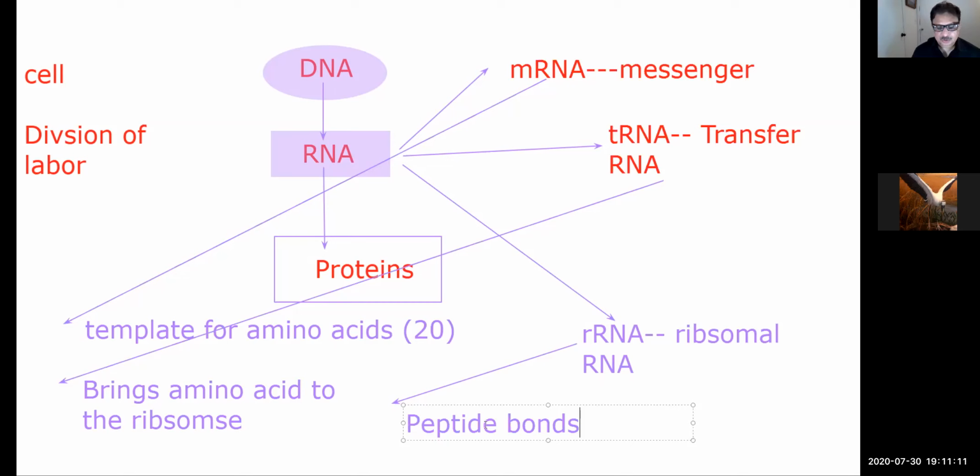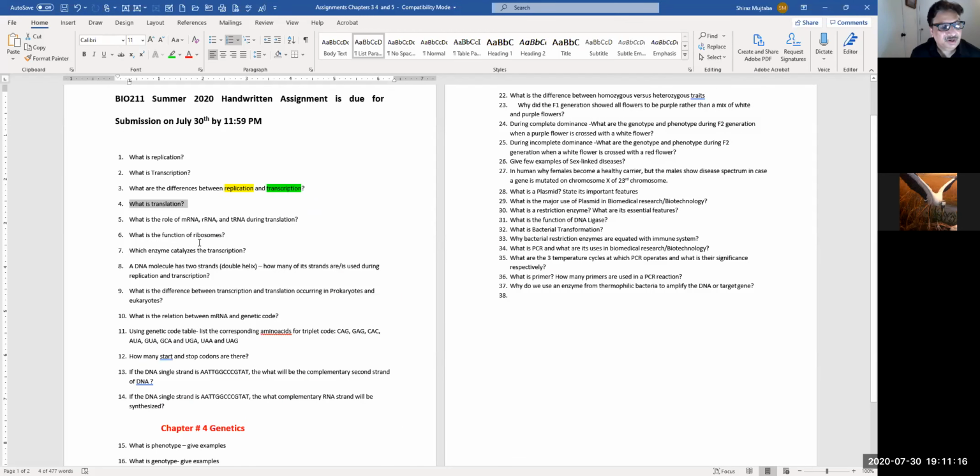So let's look at this next question. What is the function of ribosomes? As I mentioned, the ribosome serves as a platform for the synthesis of proteins. It serves as a stage, but who are the actors for protein synthesis? mRNA, that serves as a template. tRNA, that brings amino acid. Then rRNA, that helps in the formation of peptide bonds. Okay.